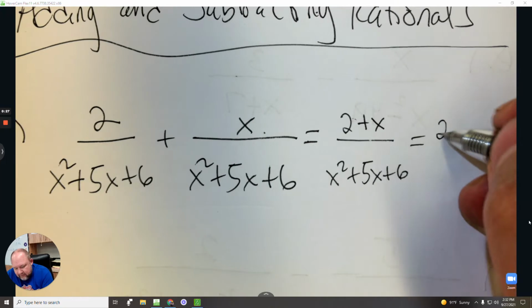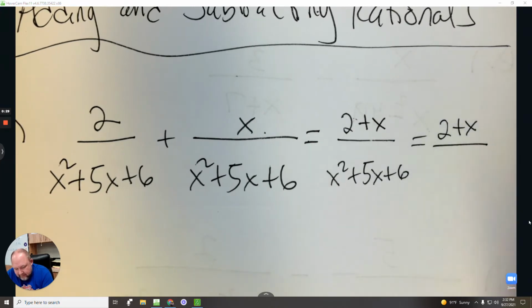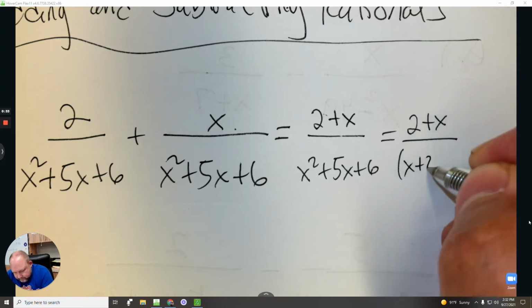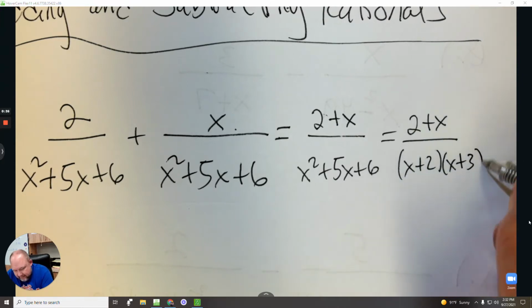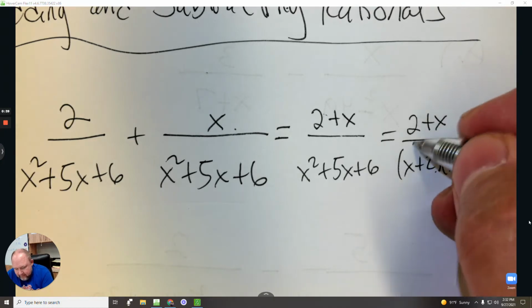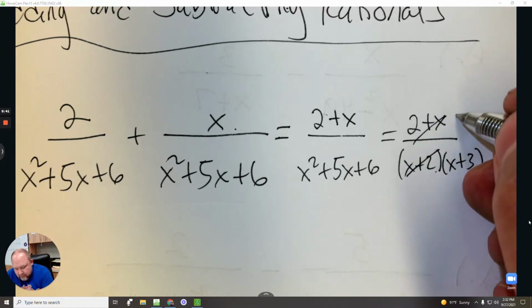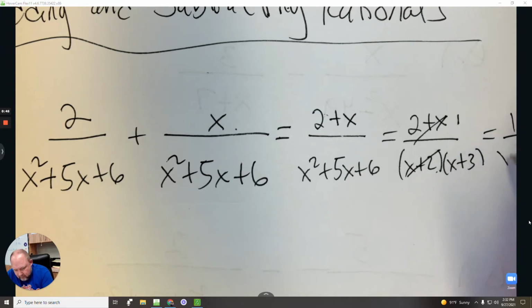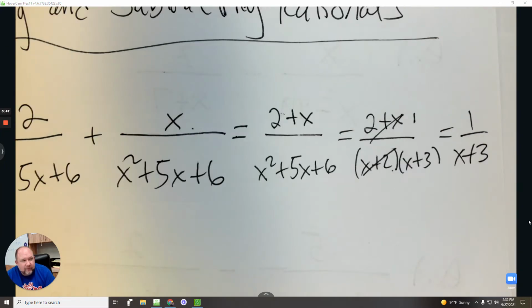At this step, we need to see if we can simplify the answer. So factor out the denominator. Recognize that 2 plus x and x plus 2 are the same. They're removable. And then when you remove, it's not 0, it's 1 that's left. And so your answer is 1 over x plus 3. That's adding, and we'll do some subtracting too.